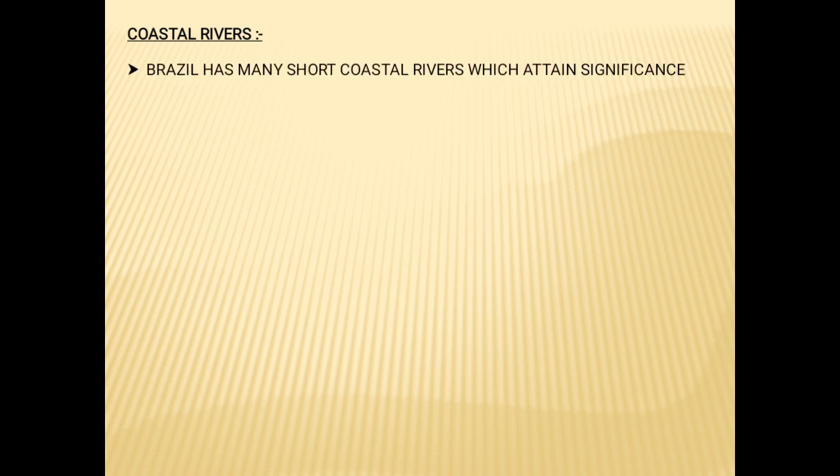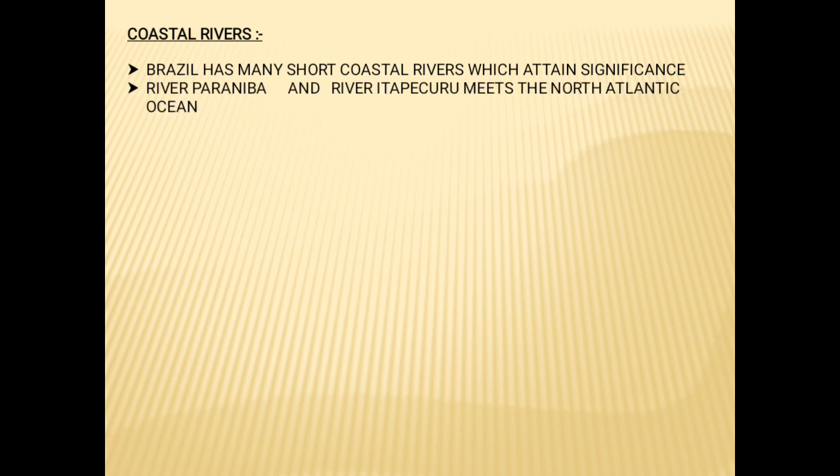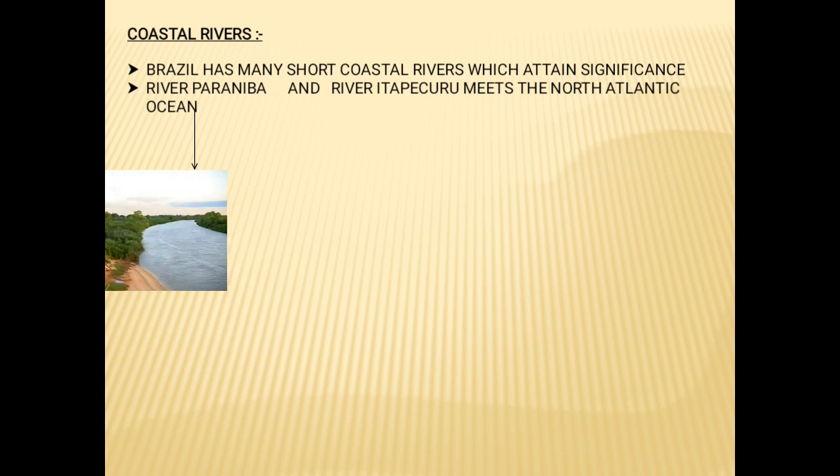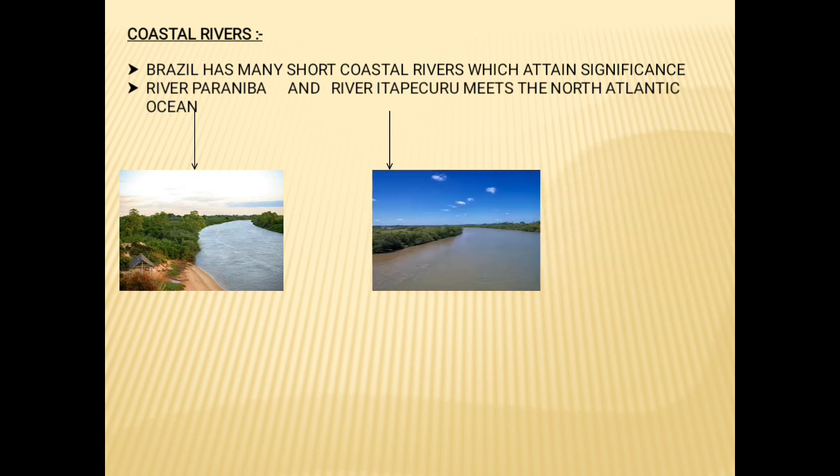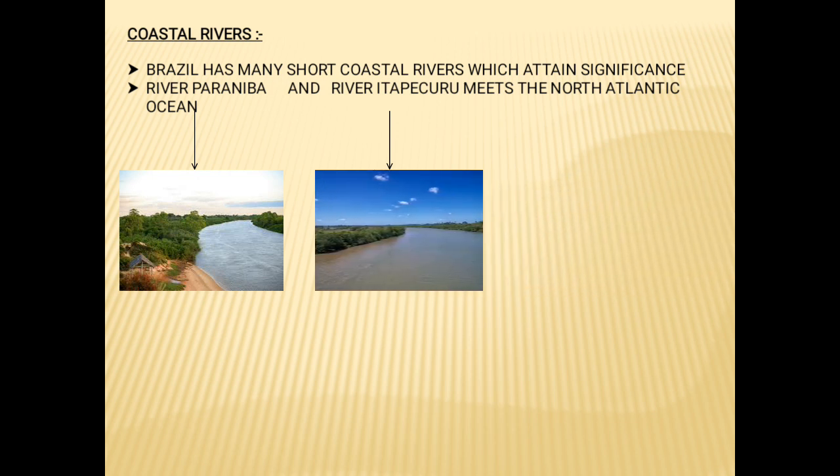Coastal rivers. Brazil has a number of short coastal rivers. The coastal area being densely populated, these rivers attain importance. River Paranaíba and River Itapecuru, flowing northwards, meet the North Atlantic Ocean.